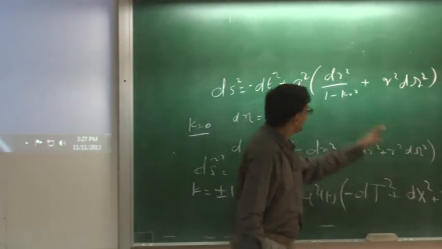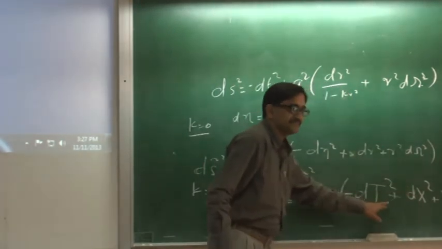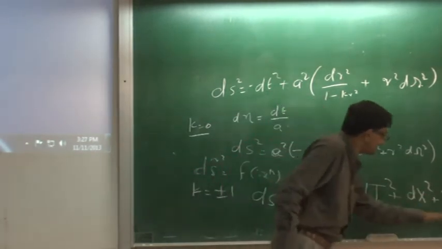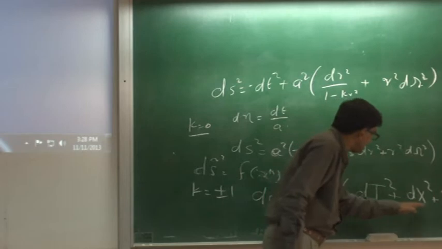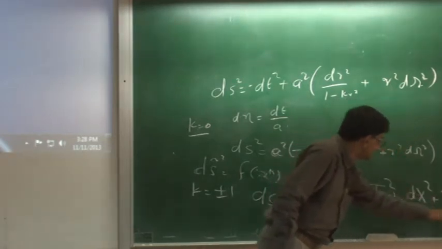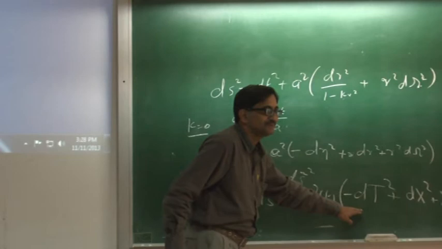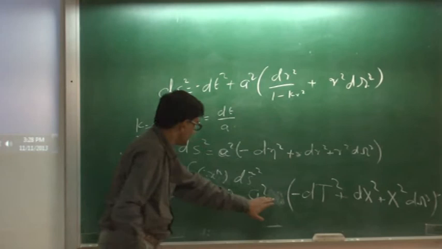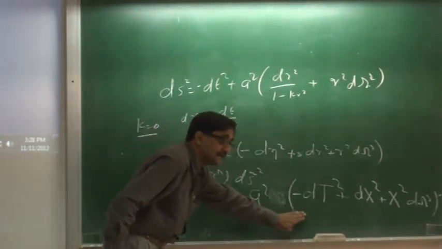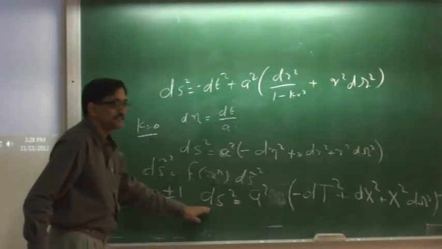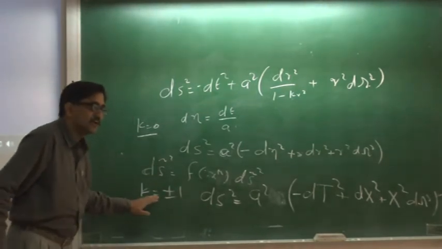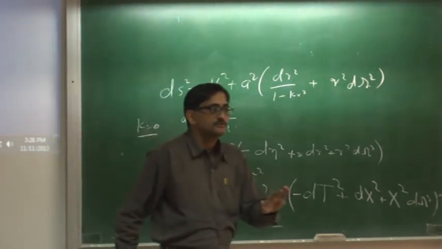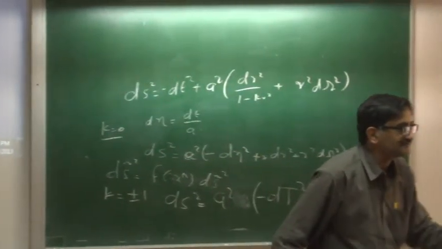This is not the standard r or t. It is some transformation from r, t to a new set T and X. However, this structure is such that in terms of T, capital X, theta and phi, this is a flat metric. And this a square, which may be a function of these, multiplied with it gives me the new metric. So this is true even for k equal to plus minus 1. All I am saying is that all the Friedmann-Robertson-Walker line elements are conformally flat.